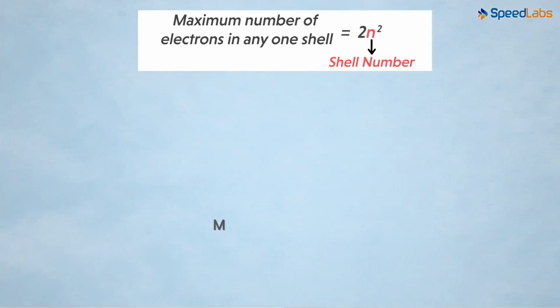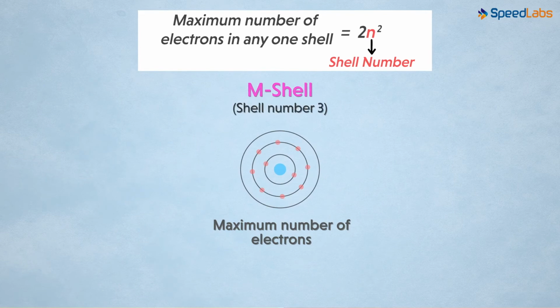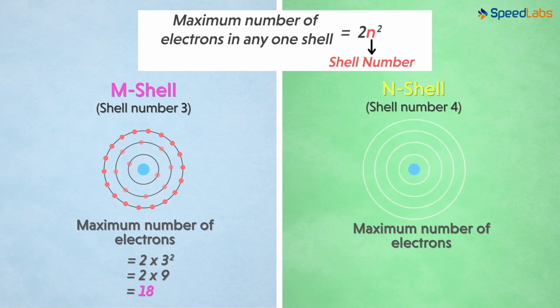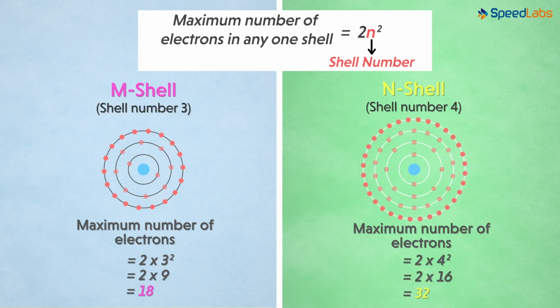Now, can you tell me the maximum number of electrons the third shell can hold? Let's find out. 2 times 3 raised to 2. That is 2 into 9, which gives us 18. And what will be the maximum number of electrons in the fourth, that is the N shell? Yes, it will be 2 times 4 to the power 2. That equals 2 times 16, which gives us 32.